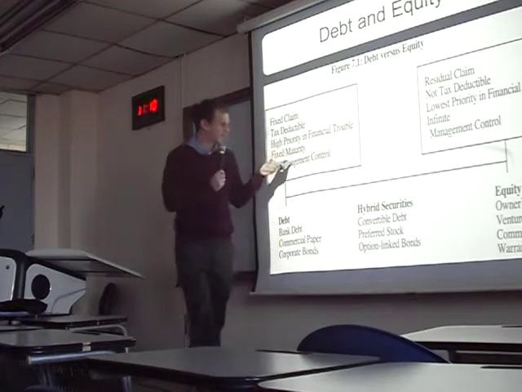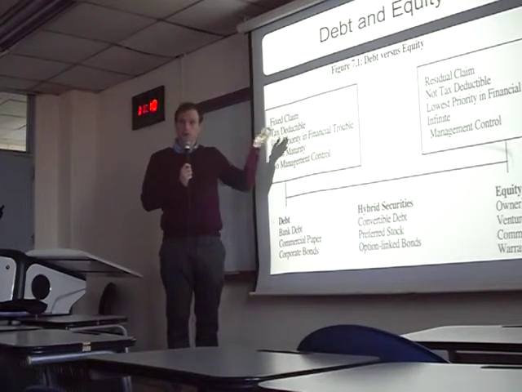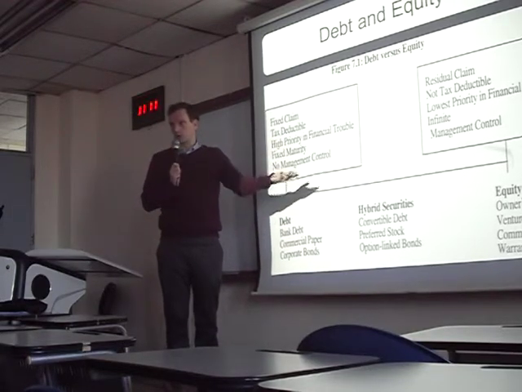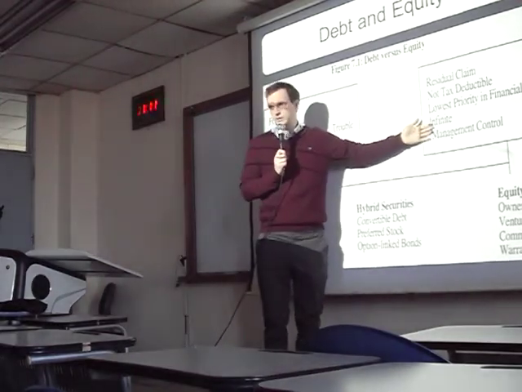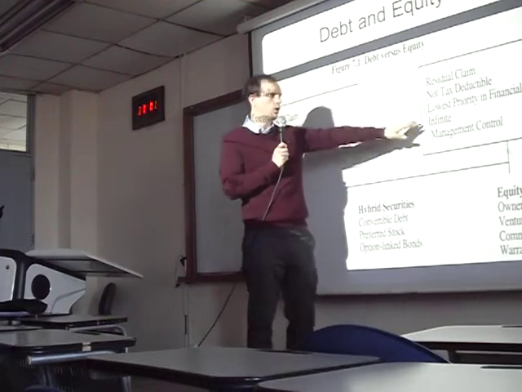Here, with debt, we can get money back if the company fails. If the company owns a building or land, the company sells its building and land and pays back its loans first. Then if there's any money left after this, the owners, the stockholders, get money. So they're the low priority.